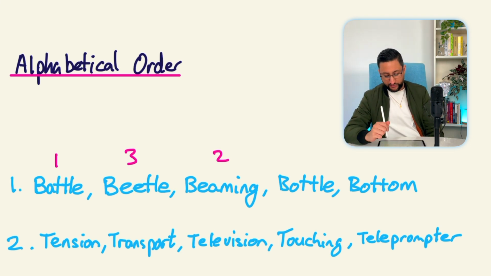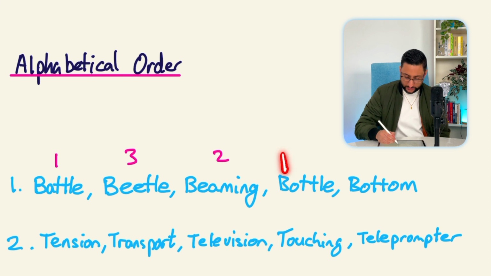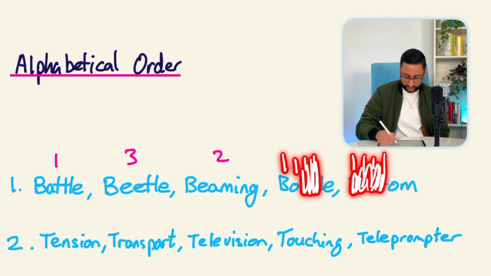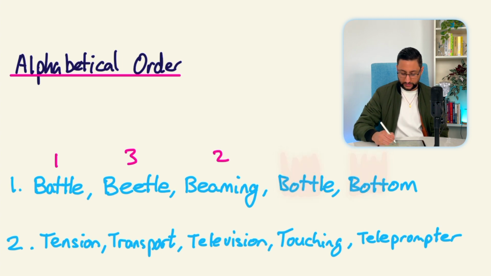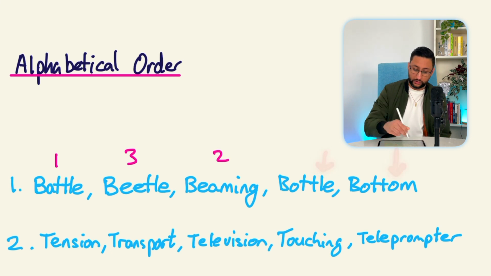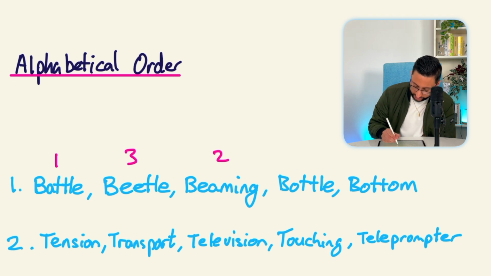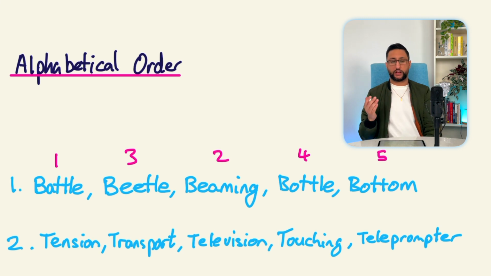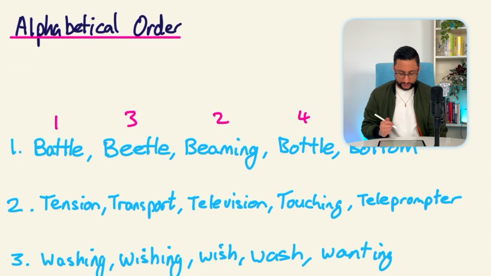Now for position 4 and 5, we have the same first letter, second letter, third letter, and fourth letter. So these are going to be irrelevant. We need letters 5 and maybe 6. Now letter 5 in bottle is L. Letter 5 in bottom is O. Which one comes first in the alphabet? L is before O, so bottle is 4 and bottom is 5. You will generally be given an alphabet to take a look at with these types of questions.